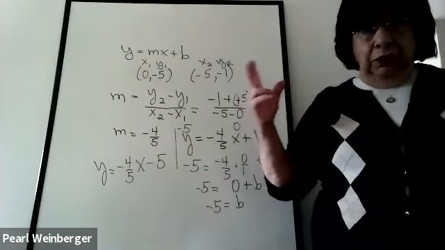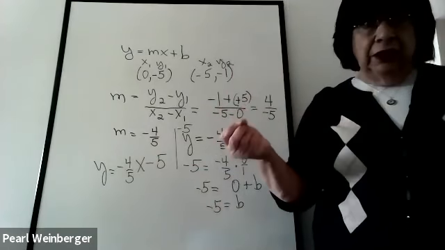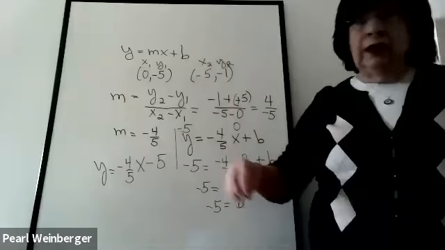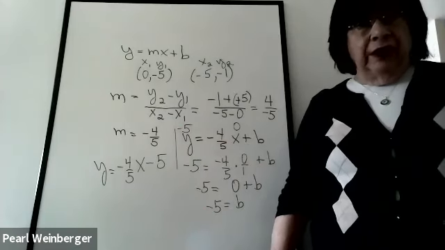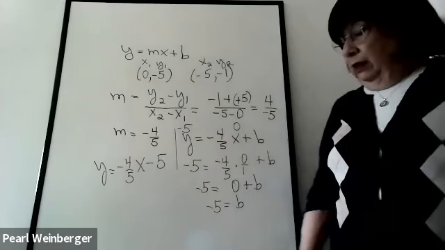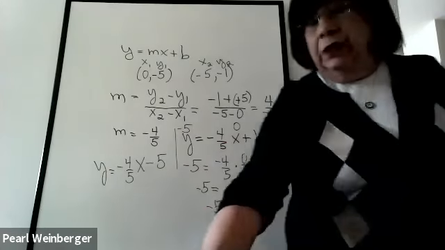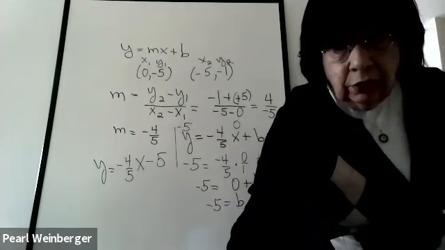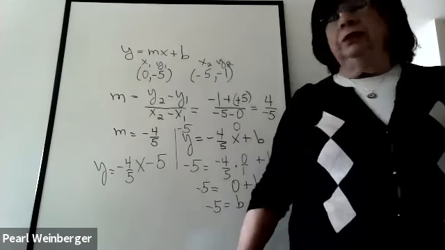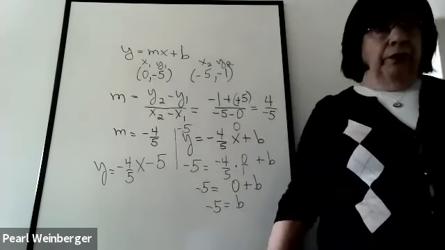Yes. When you have 2 points, you first find the slope between the 2 points using the slope formula. And after you've done that, then you can go and find the b. Does anybody have any other questions they'd like to ask me before I go on to the new work that we're doing?